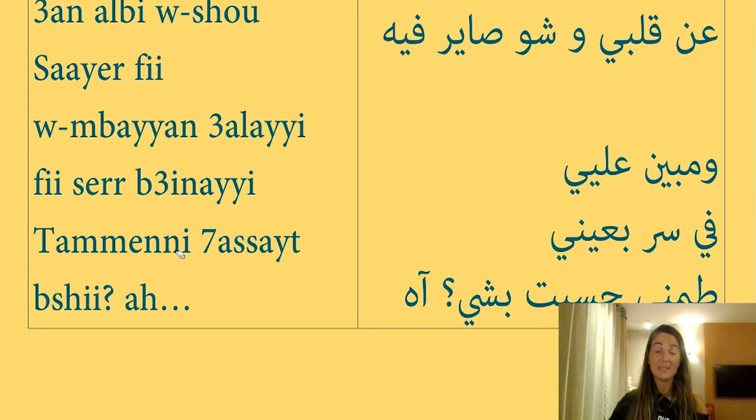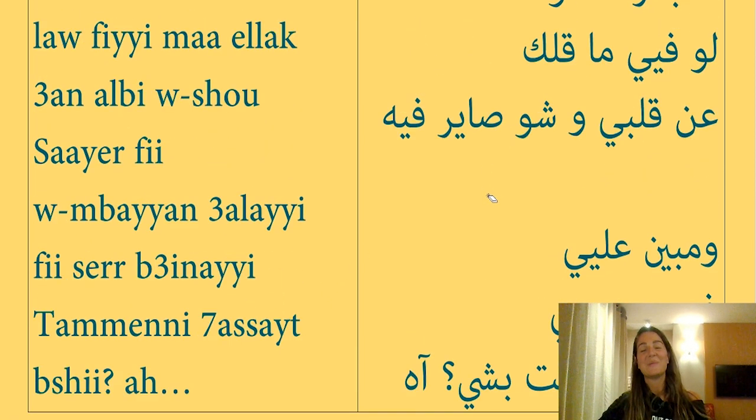حسيت بشي, حسيت is you felt, حسيت بي, literally with something, but she's pronouncing it as بشي, which means with something, which means something. Did you feel something? حسيت بشي. So in Arabic we're saying حسيت, you felt with something, which means did you feel something. Again, we're not saying did you feel something, we are just saying you felt something? طمني. Make my mind comfortable or give me peace of mind. حسيت بشي. Did you feel anything? And then she goes, ah. And then she repeats this part again.